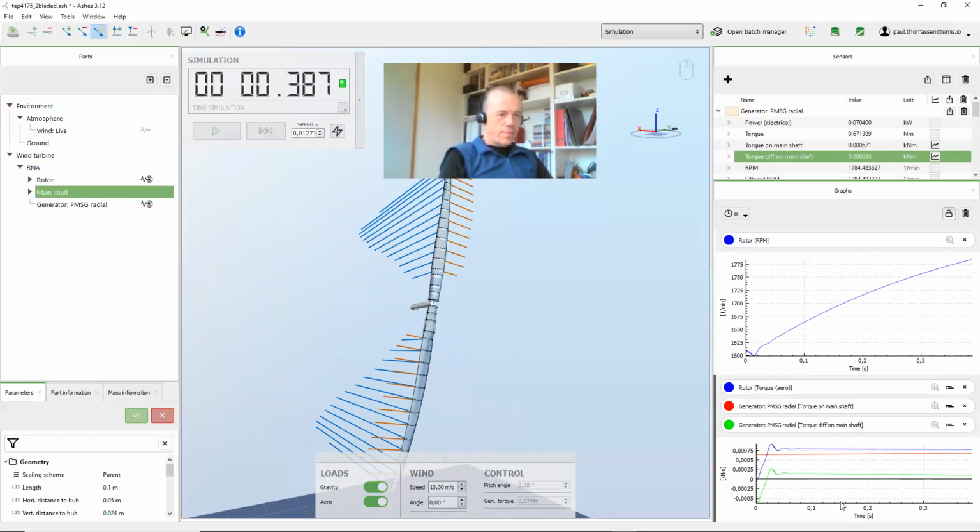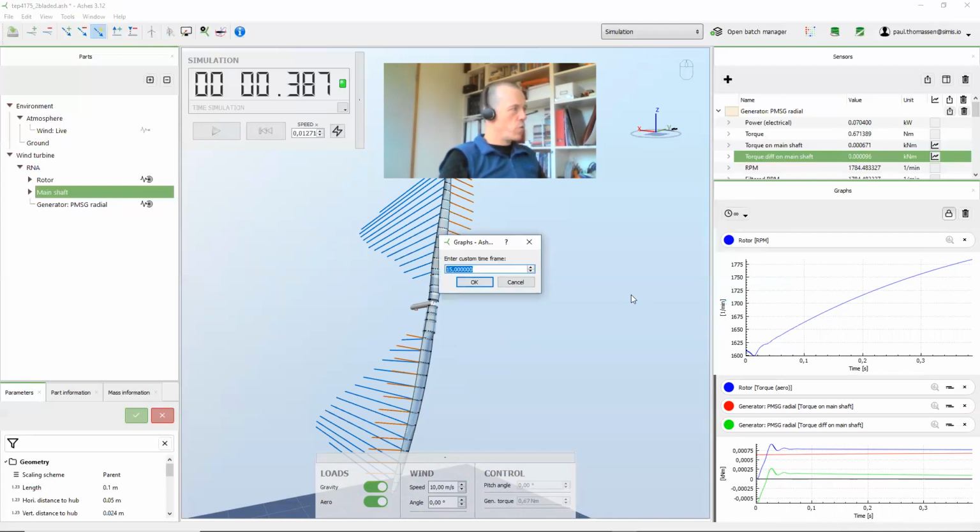And as the difference becomes smaller, the RPM acceleration will also become smaller, and it will be stabilized, but typically in this case at a too high RPM. The other trick is to change the x-axis on the graph.